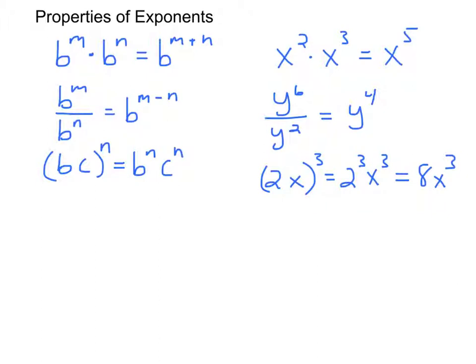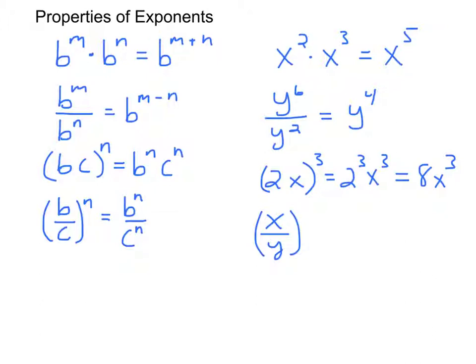The next property is that b over c as a quantity to the nth power equals b to the n over c to the n. So you can apply the exponent to the numerator and denominator separately. So, for example, if you had x over y and the whole thing was raised to the fourth power, you could say that's x to the fourth over y to the fourth.